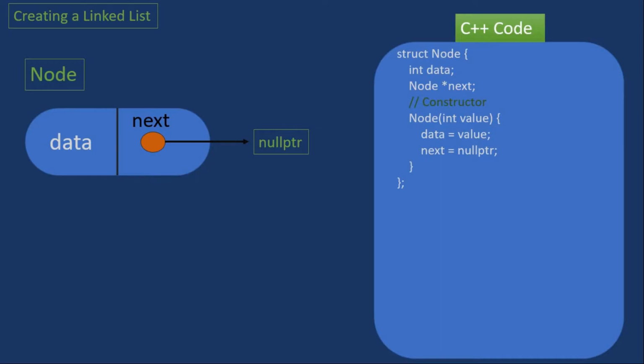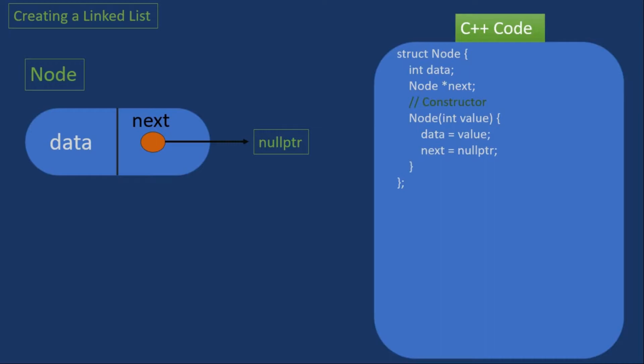And now the constructor function, which will initialize the data variable and the next pointer. The function takes in an integer value, which will be the data or information we want to store, and the constructor will set the value of the node to be stored to the data variable, and the next pointer will be initialized to null or null pointer. And that's it. We now have a node.